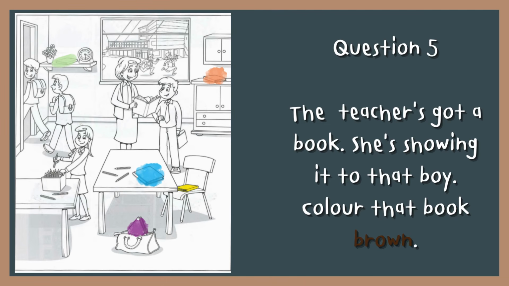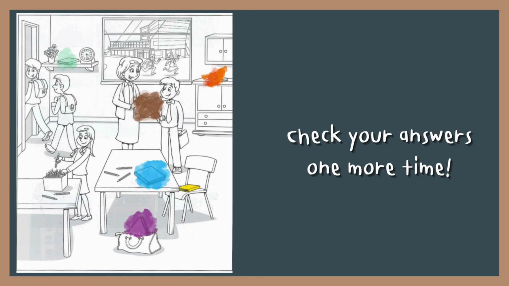Question 5. The teacher's got a book. She's showing it to that boy. Color that brown. Look, the book is brown now.